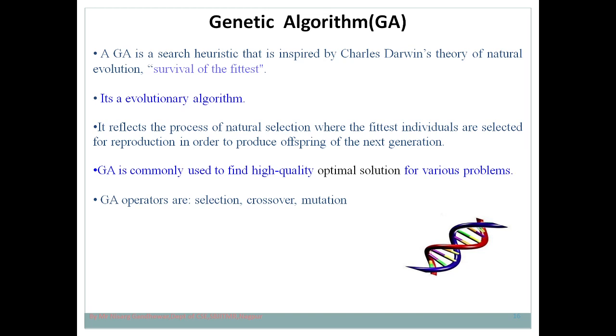So genetic algorithm is commonly used to find the optimal solution, and genetic algorithm involves various genetic operators such as selection, crossover, mutation. Selection means what? Based on the fitness. Just take a simple example, suppose consider the traveling salesman problem. For the traveling salesman problem 5 solutions are available.